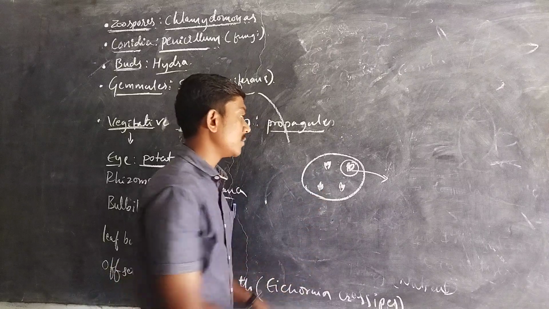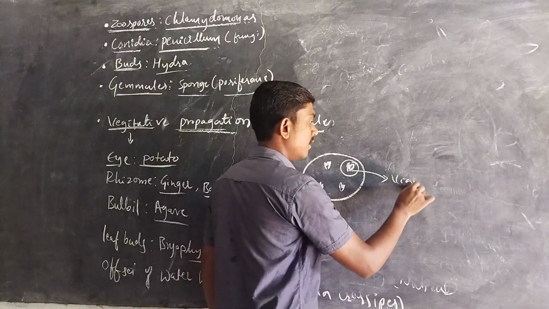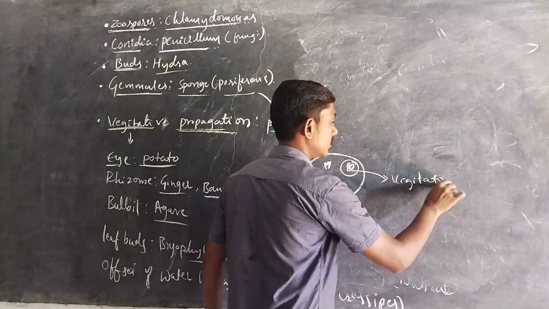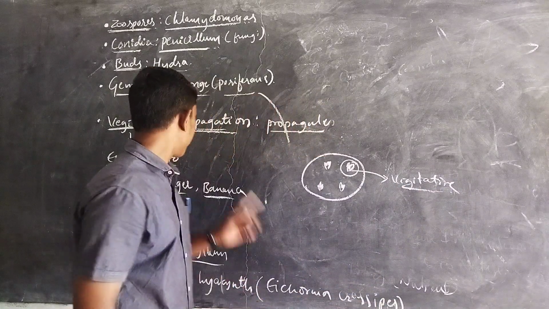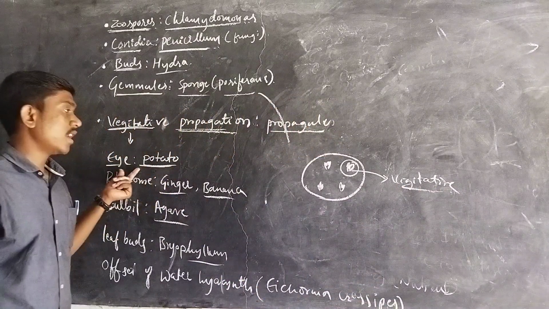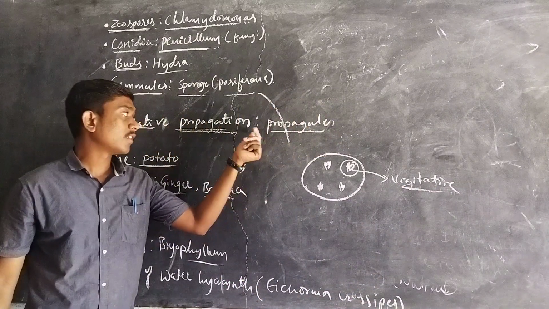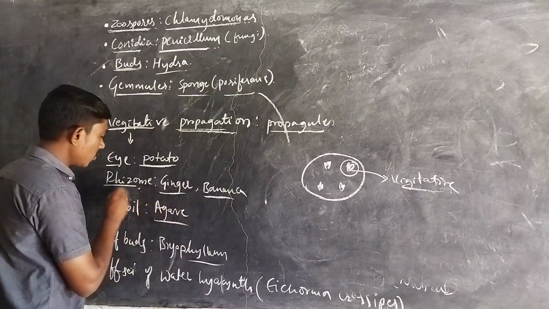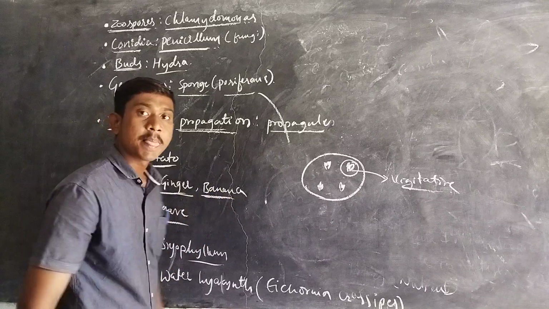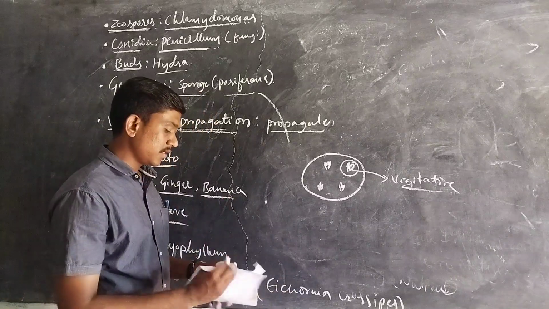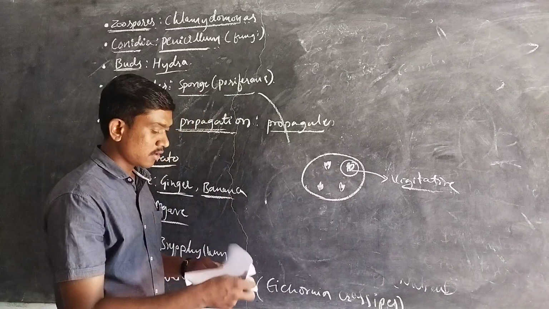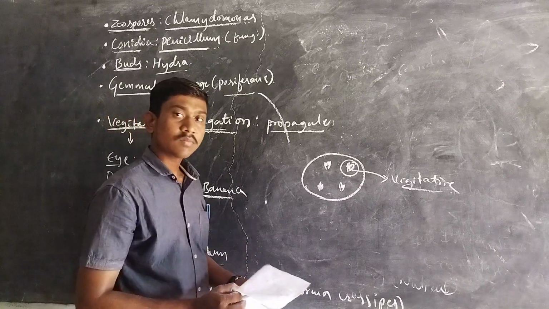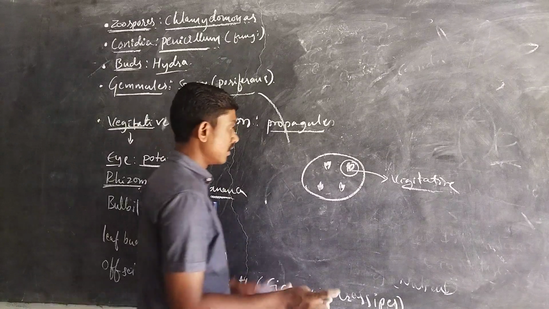These exhibit vegetative growth. So the eye of the potato is the first example, and it is the best example of vegetative propagation in plants. The next one is the rhizome in the case of ginger and banana. So how exactly do they exhibit their reproductive structural units?